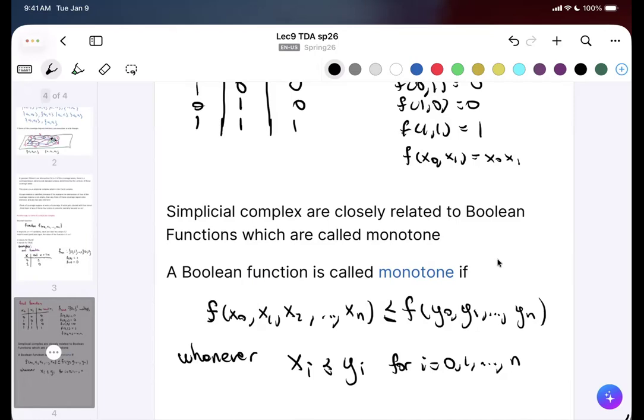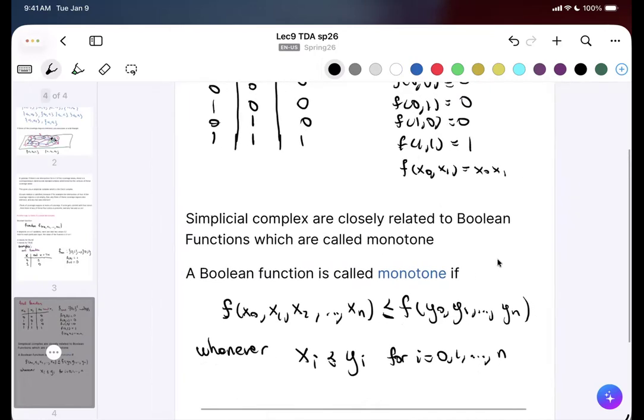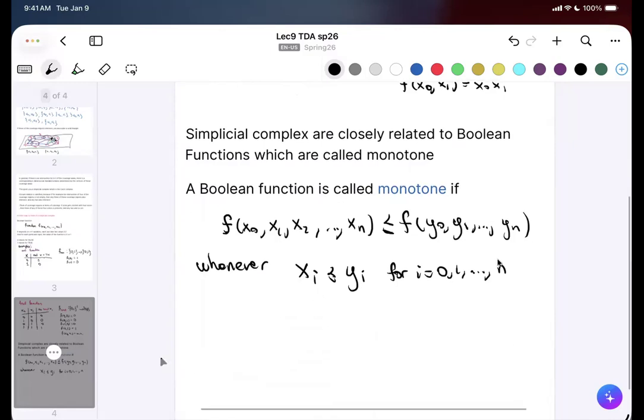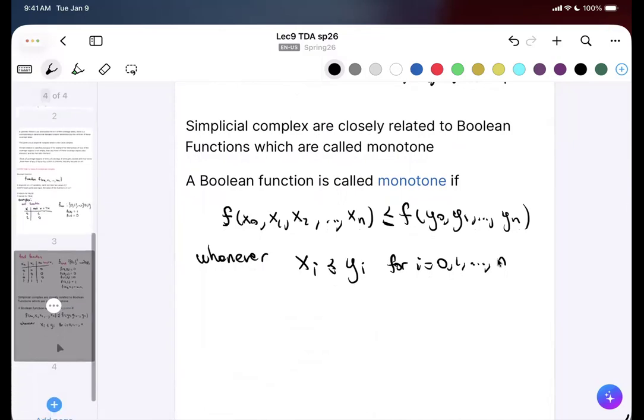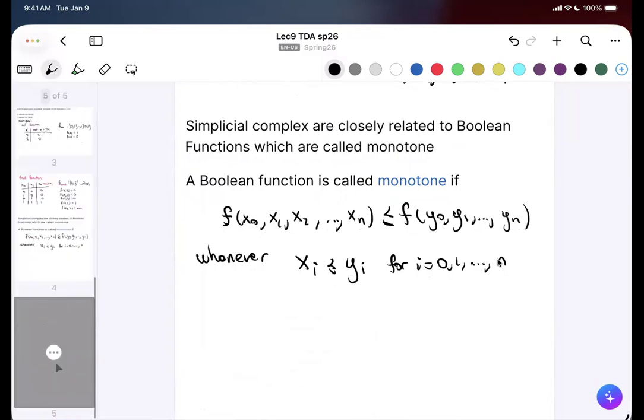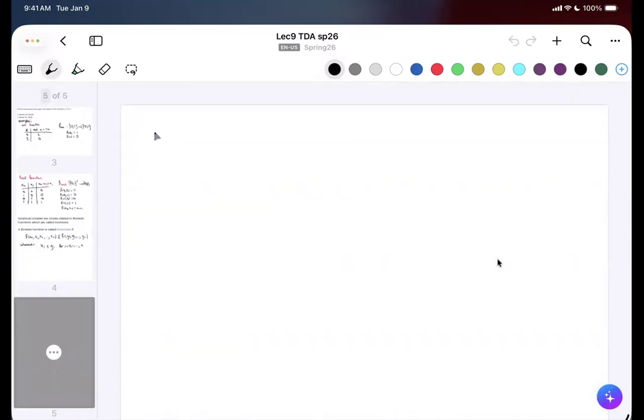So let me give you an example of a Boolean function just to make it a bit more concrete. Okay. So here's an example. I'll call this the threshold function.